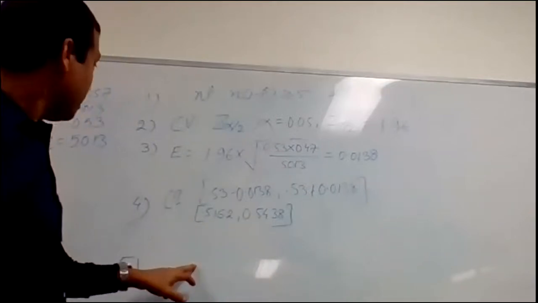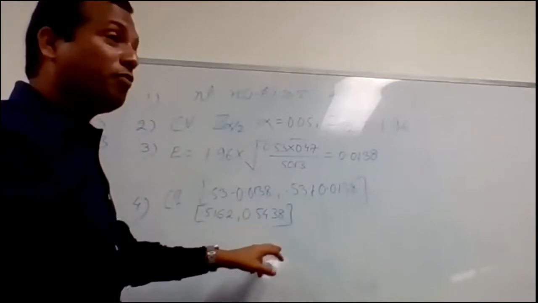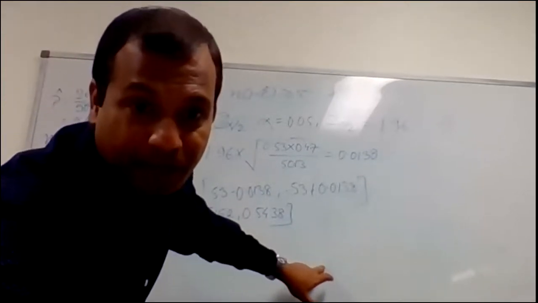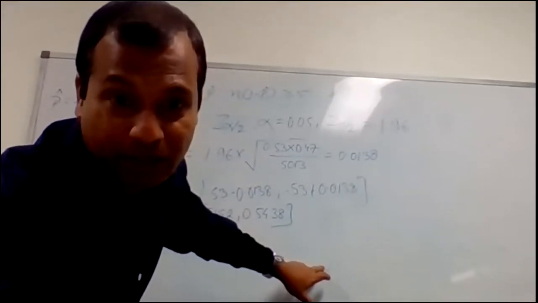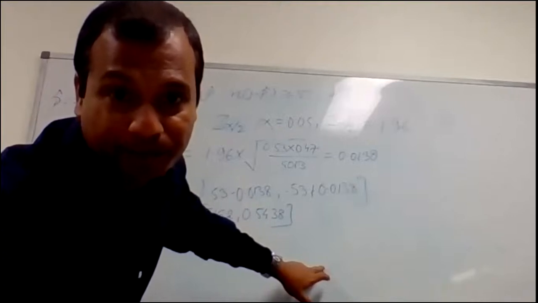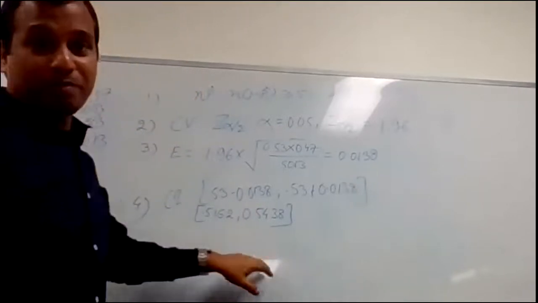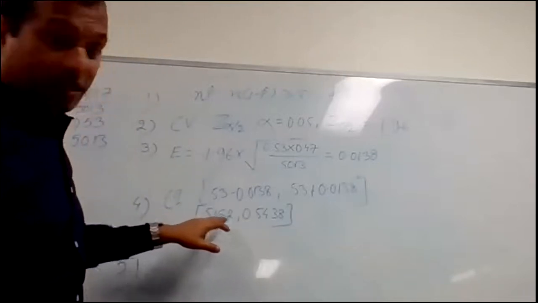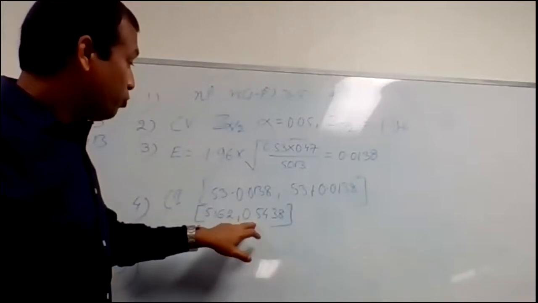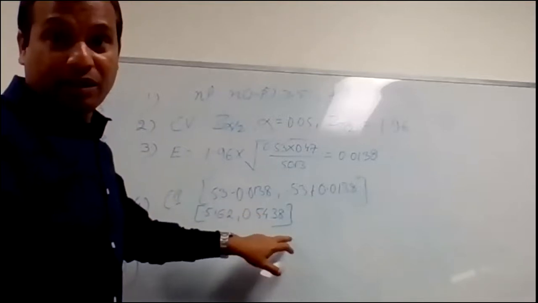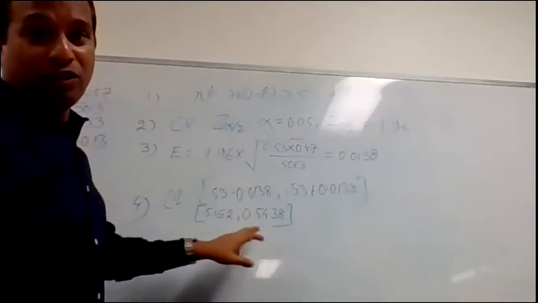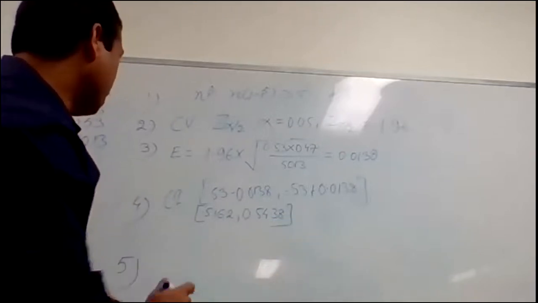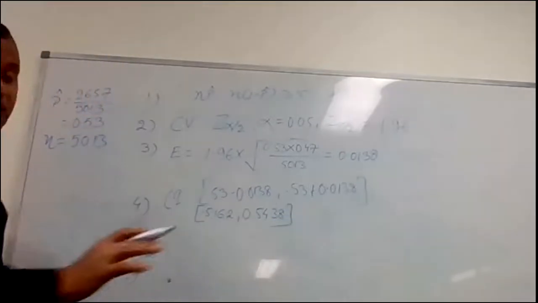So we are 95% confident that the interval from 0.5162 to 0.5438 does contain the true value of the population proportion P. That you have to write, full stop, and that will be your answer.